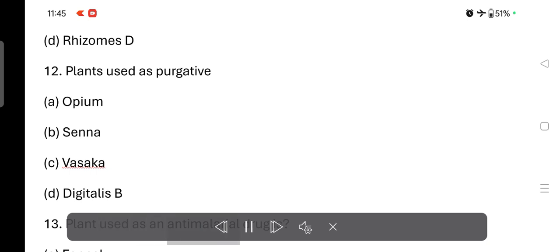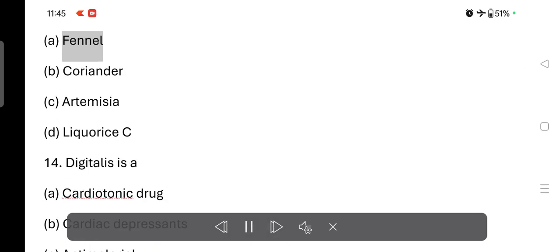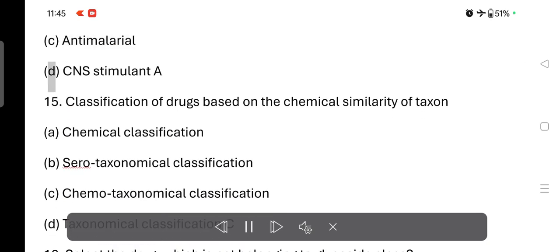13. Plant used as an antimalarial drug is A. Fennel. B. Coriander. C. Artemisia. D. Licorice. Answer: C. 14. Digitalis is a A. Cardiotonic drug. B. Cardiac depressants. C. Antimalarial. D. CNS stimulant. Answer: A. 15. Classification of drugs based on the chemical similarity of taxon. A. Chemical classification. B. Serotaxonomical classification. C. Chemotaxonomical classification. D. Taxonomical classification.